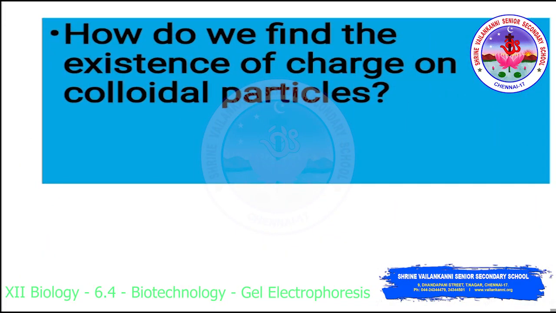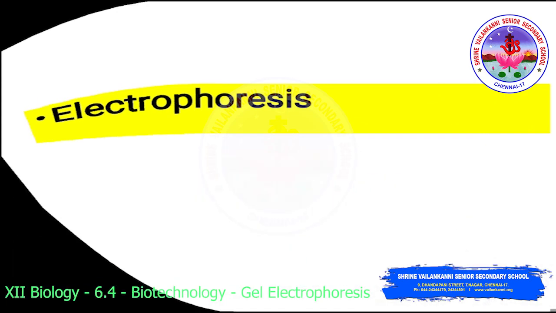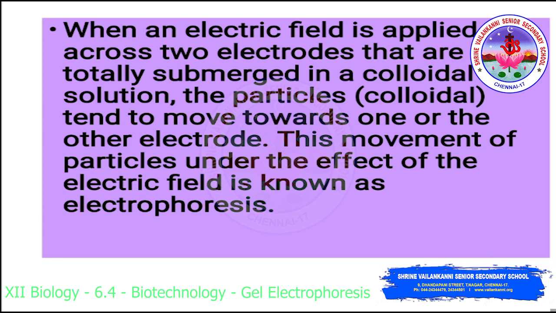How do we find the existence of charge on colloidal particles? So the answer is electrophoresis. When an electric field is applied across two electrodes that are totally submerged in a colloidal solution, the particles tend to move towards one or the other electrode. This movement of particles under the effect of the electric field is known as electrophoresis. So what is electrophoresis? The movement of particles under the effect of the electric field.